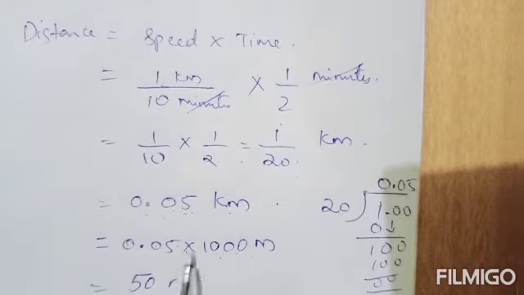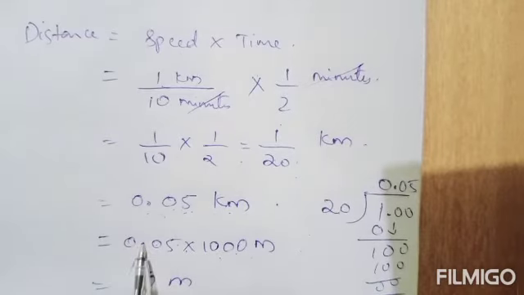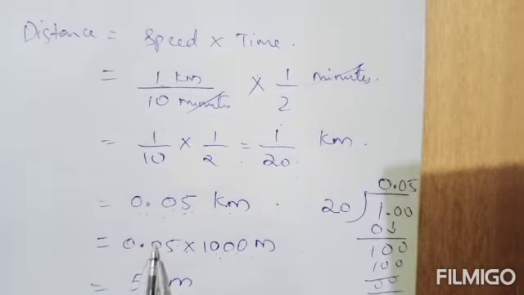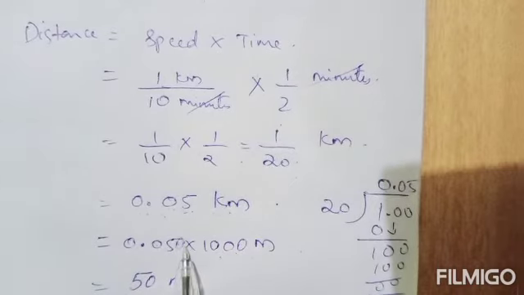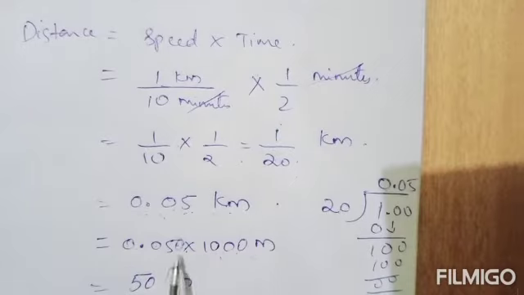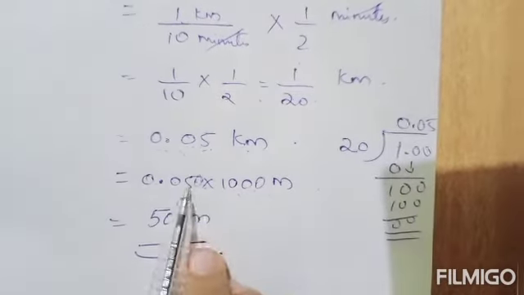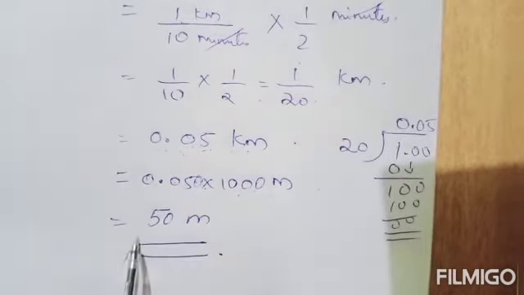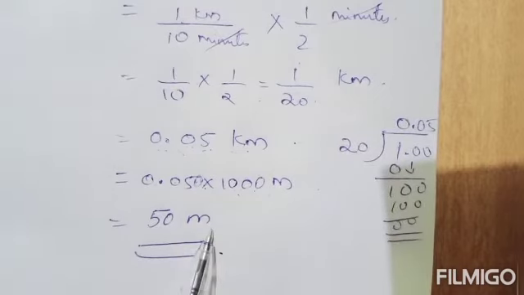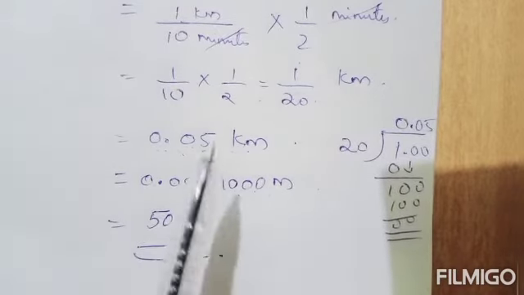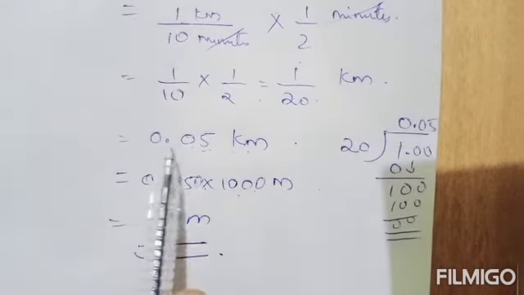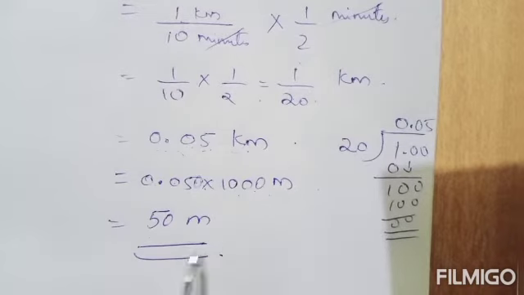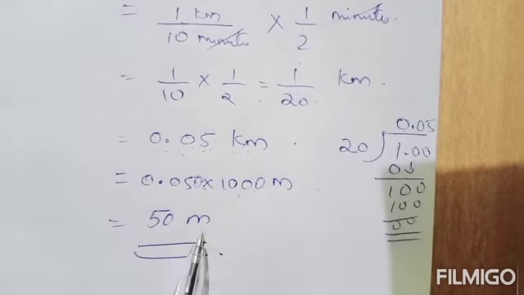Now 0.05 into 1000, multiplication by 1000, the decimal point will move 3 places to the right. So this is 1, 2, here the third place is 0. Okay, after this the decimal point will come. So the answer will be 50, 0050, it is 50 meter. Okay, so how far does he go in 30 seconds? The answer is 0.05 kilometer or 50 meter.